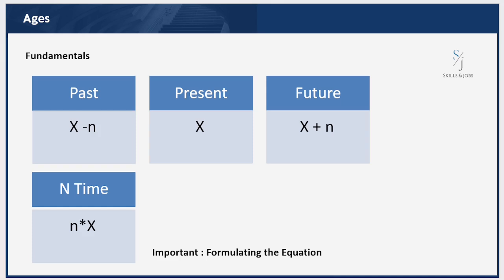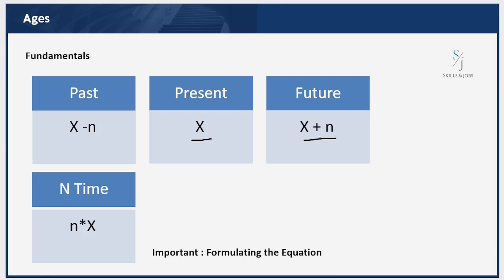Let us consider an example of Ram. So, there can be a present age of Ram, there can be a future age of Ram, there can be a past age of Ram. Sometimes there can be n times the age of Ram. Okay, so how are we going to represent it? We need to take the present age always as x. The future age we need to take as x plus something. So we need to add the number of years.